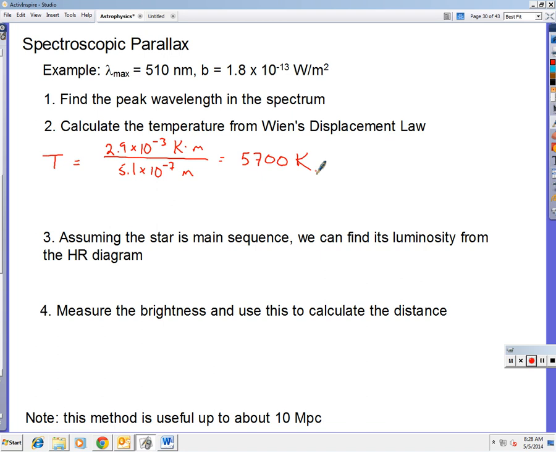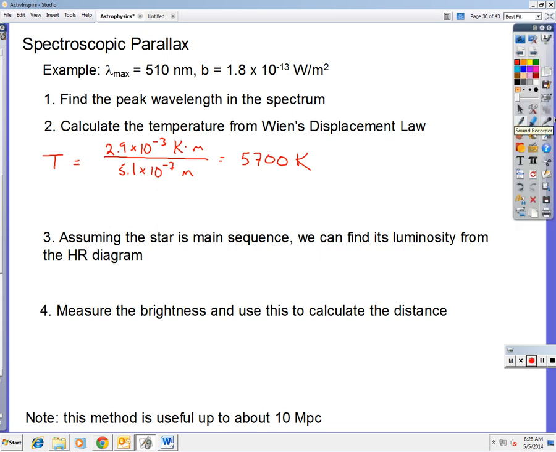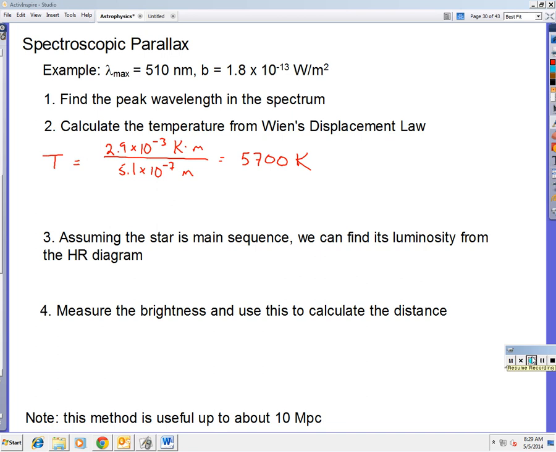And we find that this star has a surface temperature of about 5,700 kelvins. Now we look at the Hertzsprung-Russell diagram and figure out about what its luminosity is. Looking at it in your book, on page 349, the Hertzsprung-Russell diagram indicates that the luminosity of this star is going to be approximately twice the luminosity of the sun, which is 7.8 times 10 to the 26 watts.